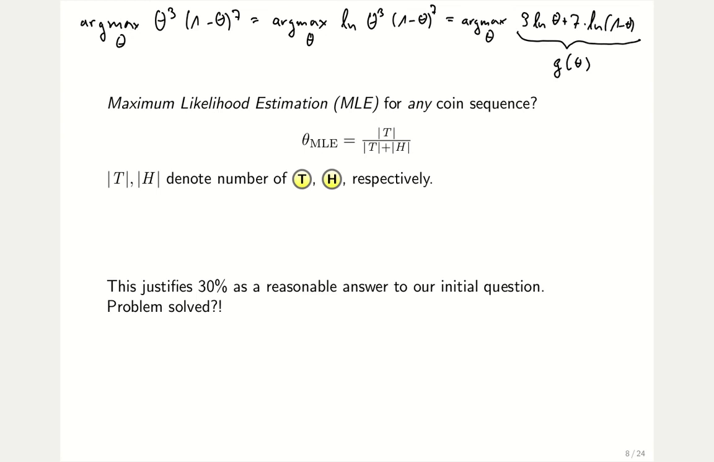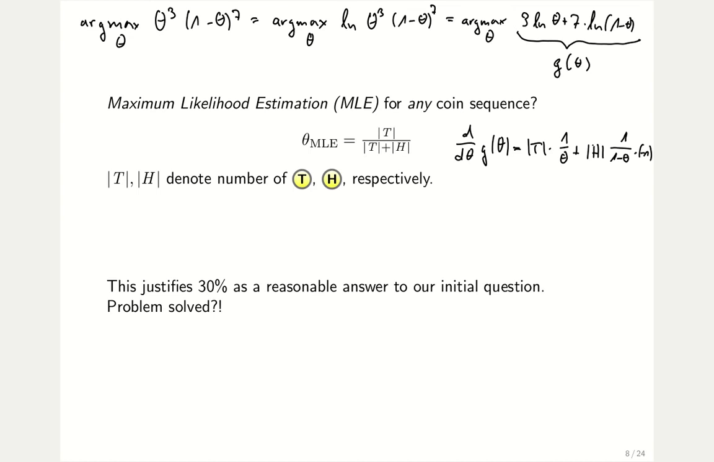Okay. And I define this as the function g of theta, and this is called the log likelihood. And now the derivative d with respect to d theta of g of theta is actually, let's do it in the most general form, that is the number of tails times 1 over theta. 1 over theta is the derivative of the log of theta plus the number of heads times 1 over 1 minus theta times minus 1.